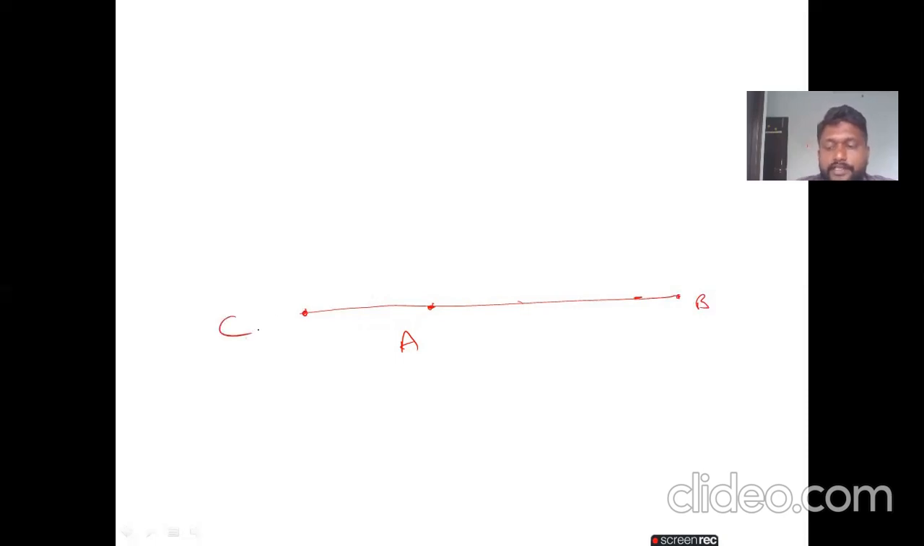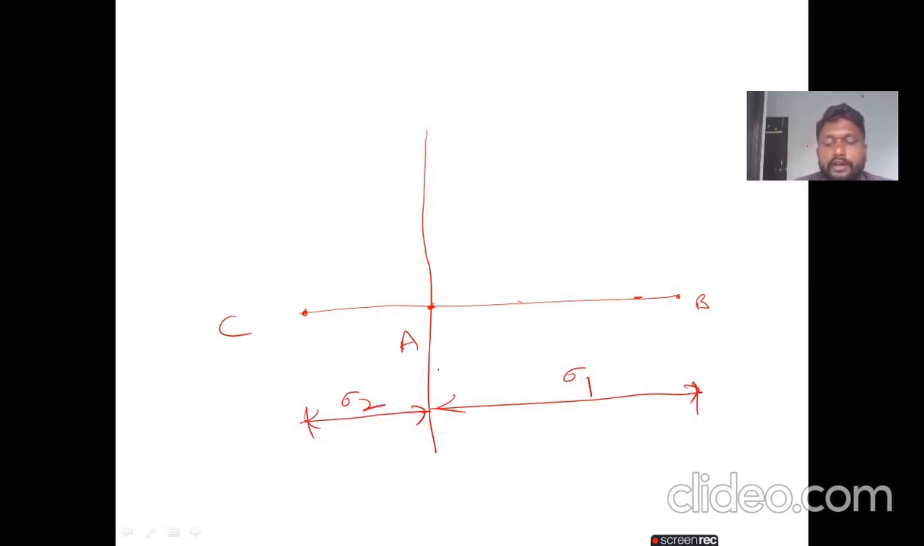AB is the sigma 1. For suppose I draw a line up to here like this. AB is sigma 1, and also CA, or AC, equals sigma 2. If you observe here, this is sigma 1 and also sigma 2. Sigma 1 is towards the right side of A, and sigma 2 is towards the left side of A.